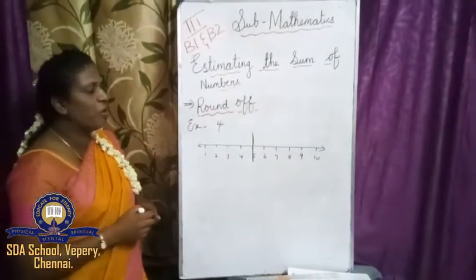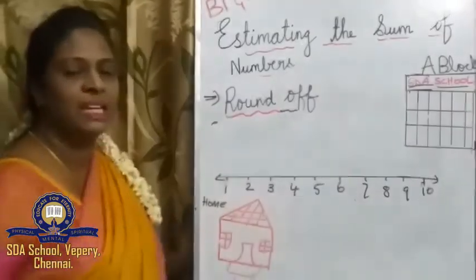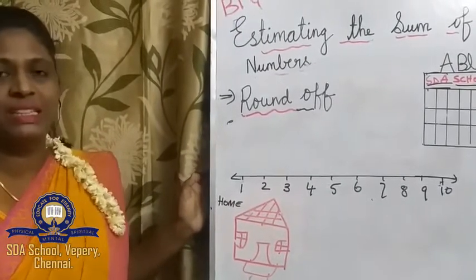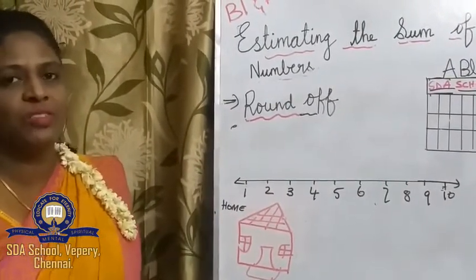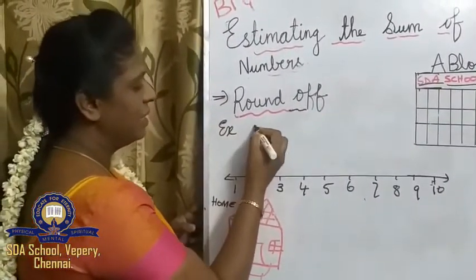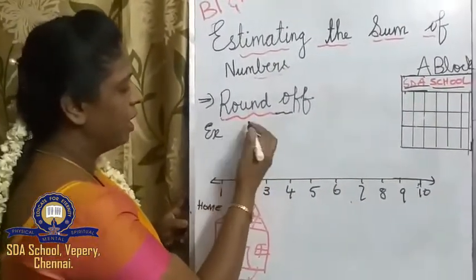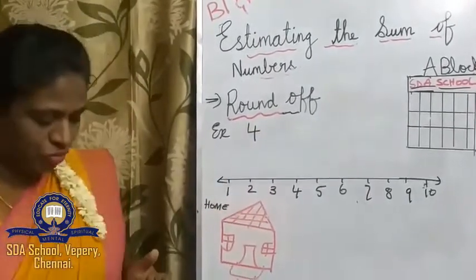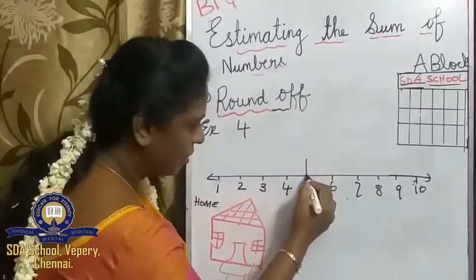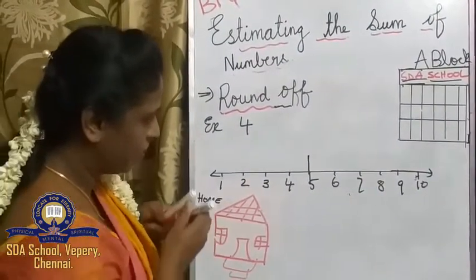Now I am going to teach you how to round off the numbers. First I will teach you with single digits, how to round off single digits to their ones. For example, let us take a digit 4. Here 5 is the center part. I'll just mark it like this.